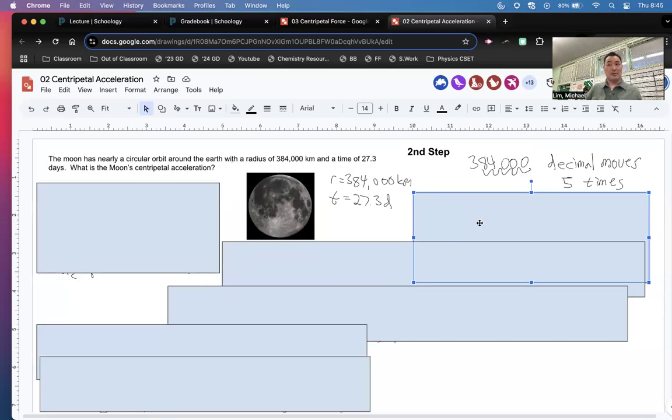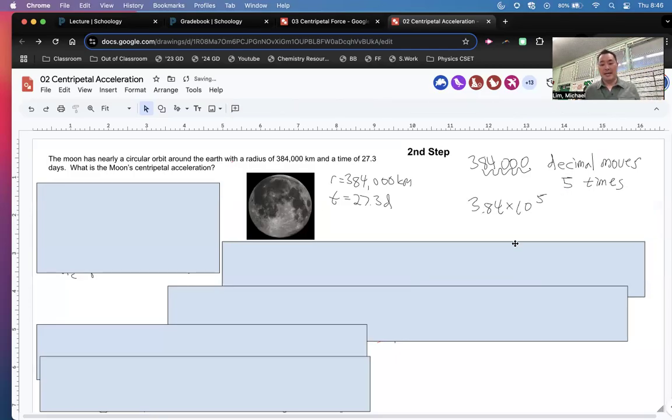In order to make this number small, we have to move the decimal 5 times to the left. So the decimal is here, making it 384,000. But to make it 3.84, you move it 5 times. 1, 2, 3, 4, 5. And that means we are going to multiply 3.84 by an exponent, 10 to the fifth. And that's the number we're going to use.